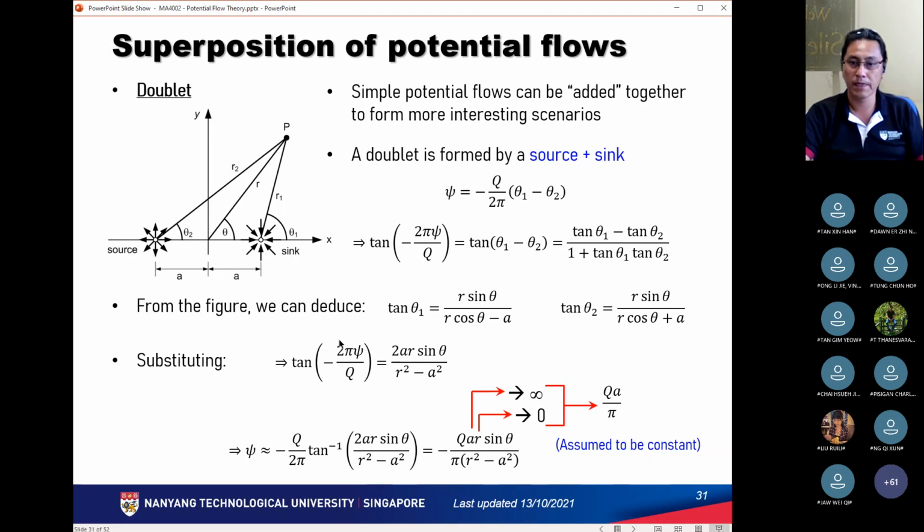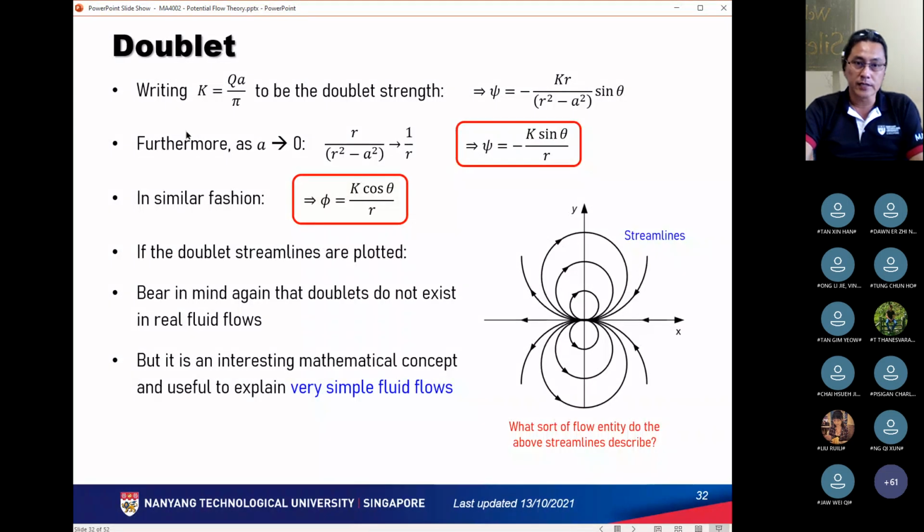Now, since QA is a constant, that means we can assume that K equals QA divided by pi is a constant, and let's define it as the doublet strength. Then we can simplify the combined stream function psi as this: minus K R divided by R squared minus A squared, sine theta.